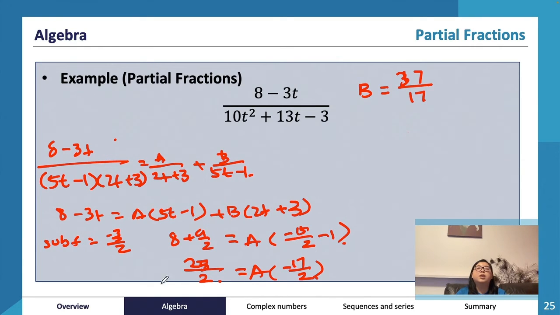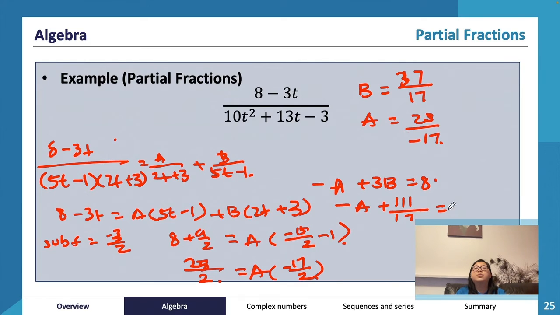So we can take out the 2's, and then we'll get that a will equal 25 over negative 17. And in the previous one, we got that negative a plus 3b would have equaled 8. We already knew what b was, so we could have substituted it in there. So we get negative a plus 3b, which is 21 plus 90, so 111 over 17, equals 8.